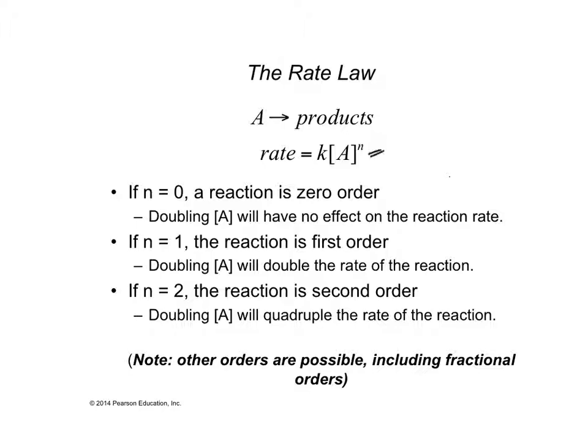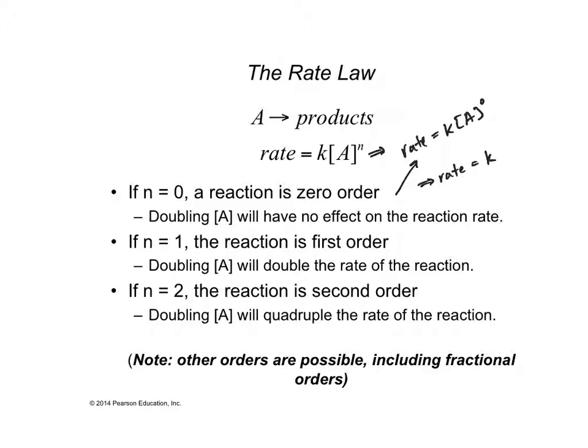For example, if n is equal to 0, what happens to the rate law? We substitute that in, and we get k times the concentration of A raised to what power? 0. What is anything raised to the 0 power? 1, right? So what happens to the overall rate law here? Rate becomes equal to just k. So if n is equal to 0, this is called a zero order reaction.